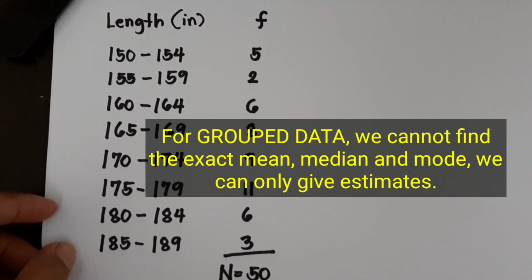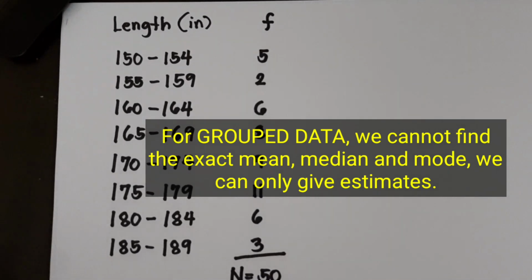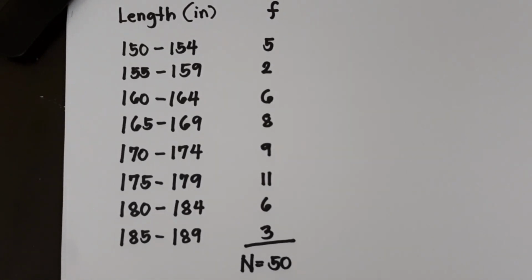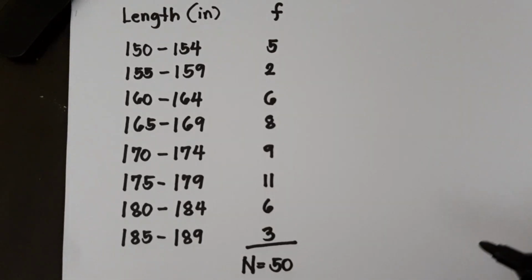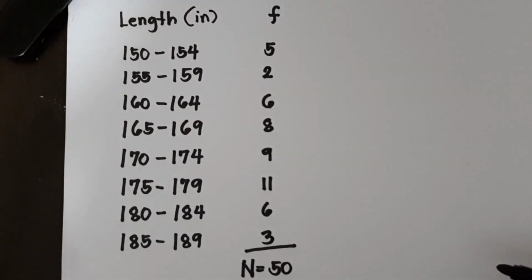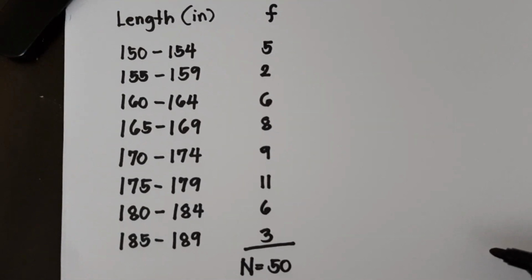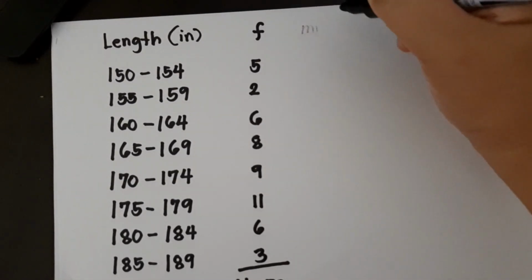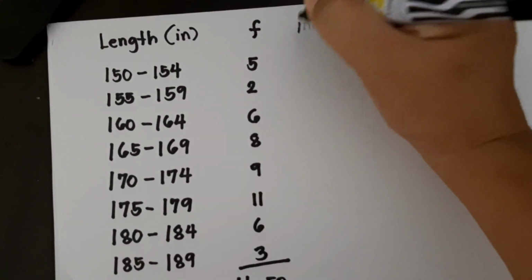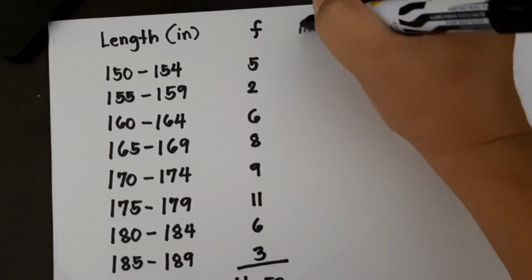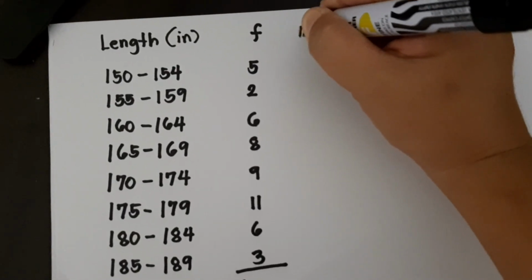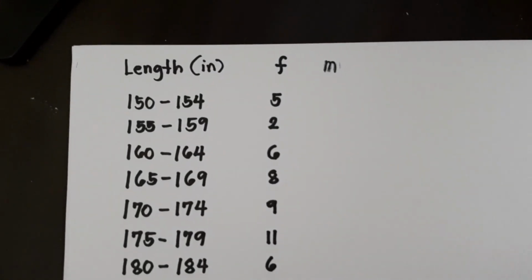Let us find the mean, median, and mode of grouped data. So, suppose you have this table. You have the length in inches and this frequency. So, in order for us to find the mean, the first step we should do is to find the midpoint of the data. So let us have this as M.